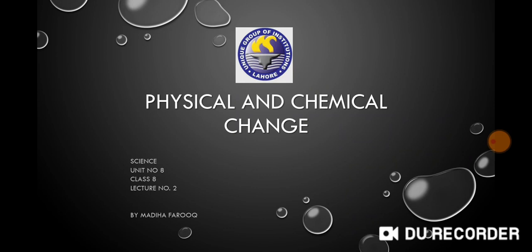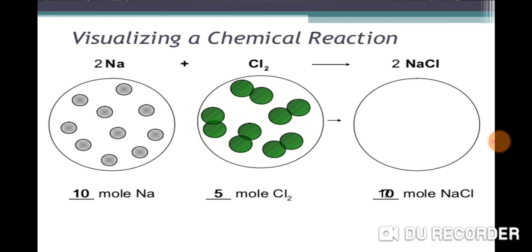Class 8, today we are going to continue our 8th unit and do the second part of it, which includes visualization of a chemical reaction. We are going through a chemical change, how we can balance a chemical equation, and what the indicators of a chemical reaction are. So now we are going to visualize a chemical reaction.